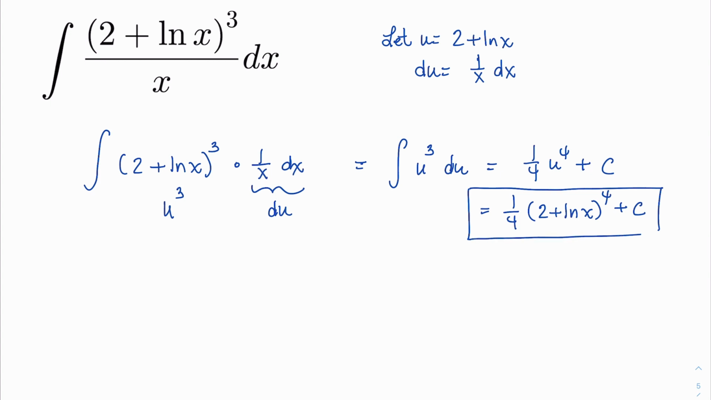Remember to check an antiderivative answer. You can find its derivative, and as long as you do everything correctly, you will end up with the integrand. So there's our antiderivative, 1/4 times the quantity 2 plus natural log x raised to the fourth, plus an arbitrary constant.